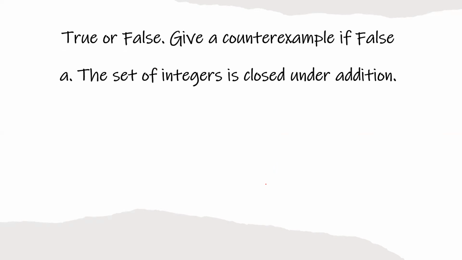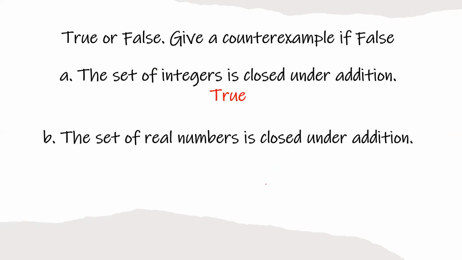All right. So true or false? Give a counterexample if it is false. The set of integers is closed under addition. So think about this. Remember, for it to have closure, it means that if I add an integer to an integer, I'm going to get an integer. Is that true? Of course it is. It's true. All right. The set of real numbers is closed under addition. If I add a real number to a real number, am I going to get a real number? Yes, I am.